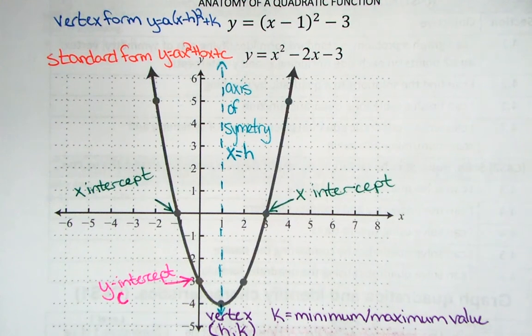Now, standard form has some great uses as well. Standard form is y equals ax squared plus bx plus c. It's the form that we will use when we are solving quadratics algebraically later in the chapter. It's also a form that will, just by looking at it, tell us what the y-intercept is, which is one of the key points you'll need to be able to identify.